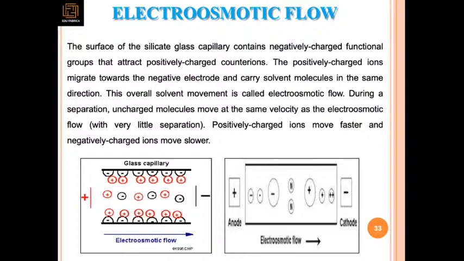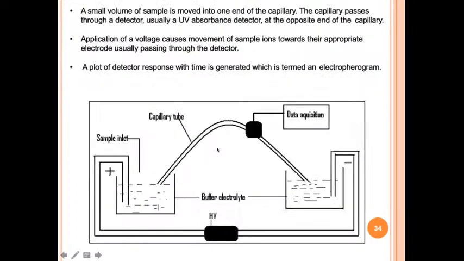So during the separation, the uncharged particles will move at the same velocity as the electroosmotic flow, with very little separation, whereas the positive charge will move faster and the negative will move slower. So in this way, we can separate things.